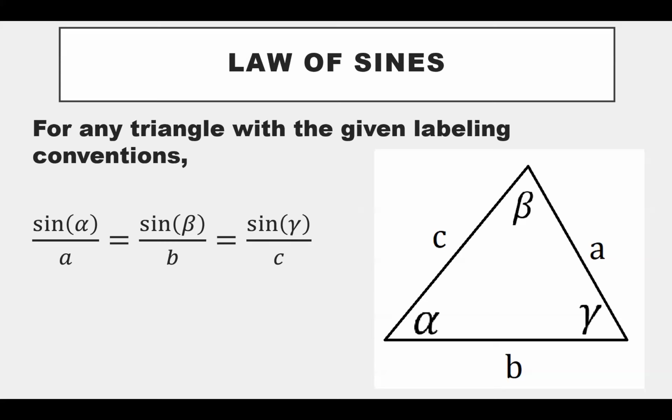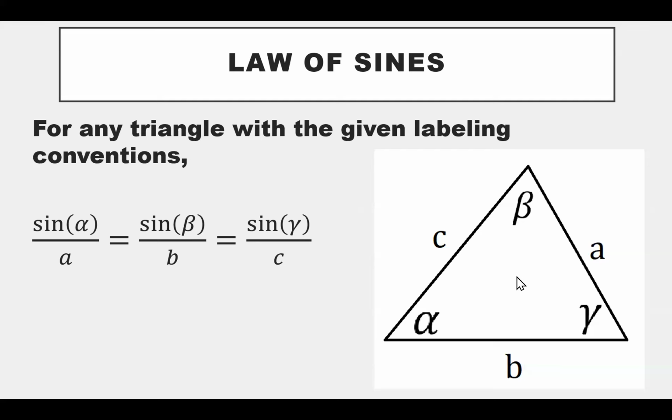Well, here's what the law of sines says. For any triangle with the labeling conventions that we just discussed, the ratio of sine of alpha over A is going to be the same ratio as sine of beta divided by B. And that is also going to be the same ratio of sine of gamma divided by C.